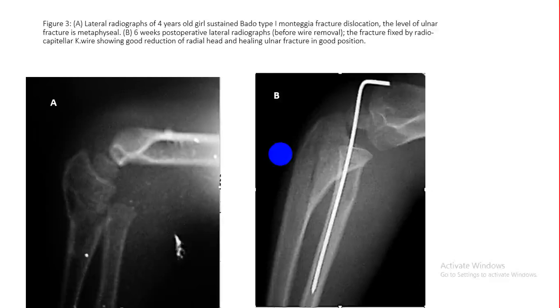The other option is radiocapitellar wire reduction and fixation. In this case, Bado type 1, a radiocapitellar wire was used. But wires crossing the joint are not preferred. They can lead to stiffness, chondrolysis, stress, and fracture of the wire can occur. So an extra-articular wire through the ulna is preferred.